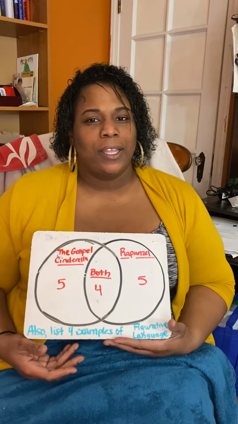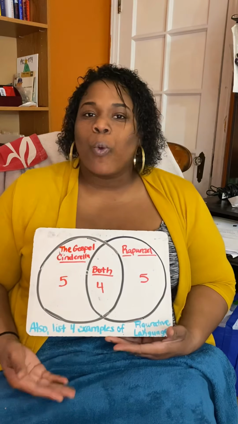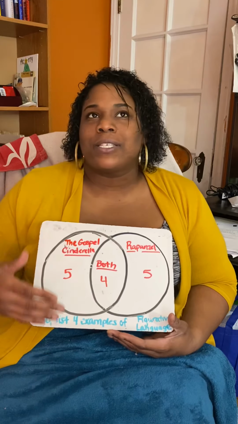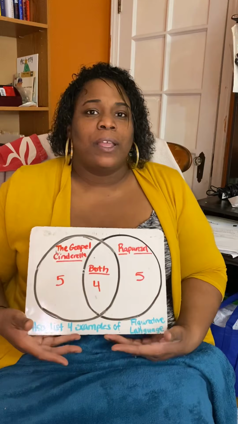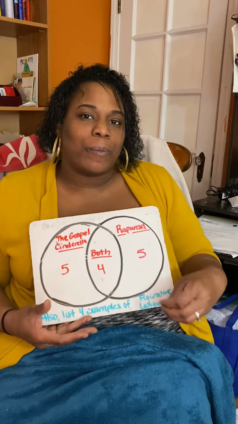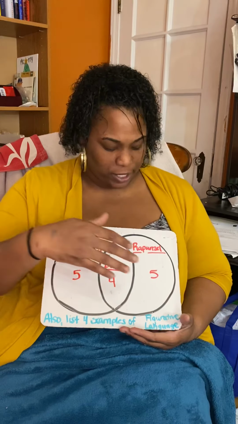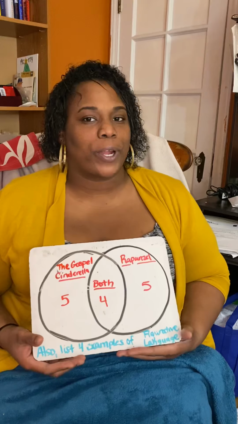So think about it. Think about who was in the story. What happened in the story? Where did the story take place? Why was the princess sad, or why was the princess happy? Think about the different story elements and use that to find your 5 Cinderella facts, your 5 Rapunzel facts, and then your 4 facts that both stories shared.